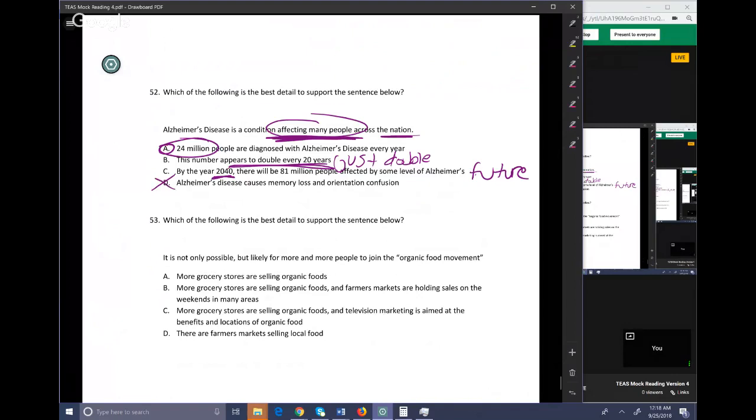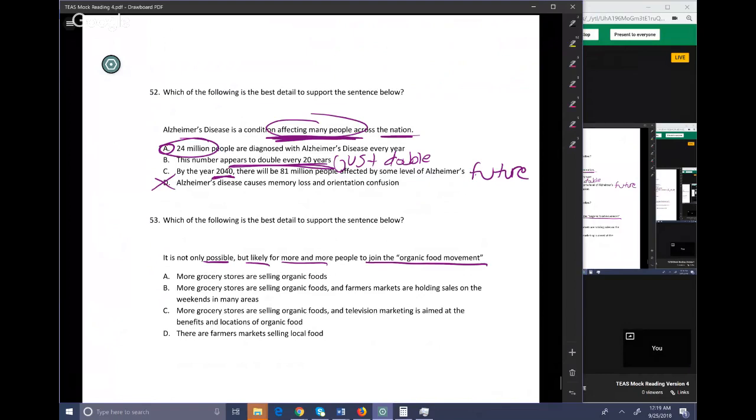53 is another best detail. This one has 2 components to the sentence. One of them is that it is possible. The other that it is likely for more and more people to join the organic food movement. So it's going to grow. The amount of people who are eating organic food and part of the movement is going to grow. It is more possible and more likely.